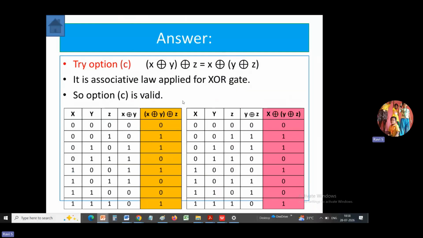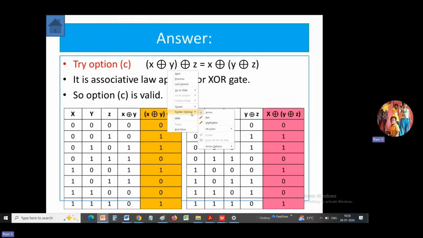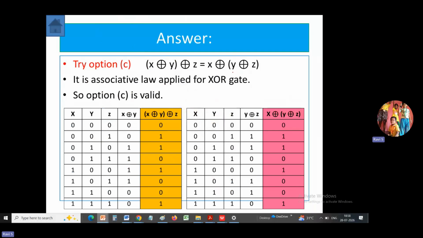Now let us go for option C. Option C says that performing exclusive OR between x and y first, then performing XOR with z, is the same as, on the right hand side, performing XOR between y and z first, then with x. So here it is something like the associative law we apply for the XOR gate. As we all know, doing the operation in a different order is going to produce the same results in case of the exclusive OR gate.